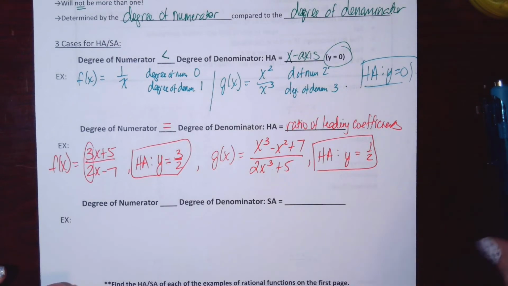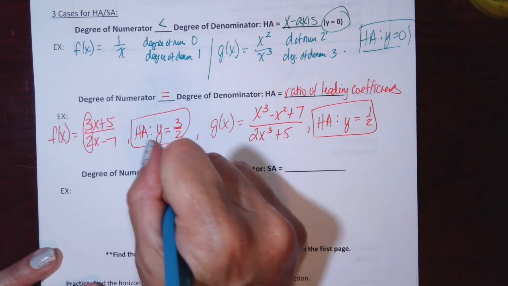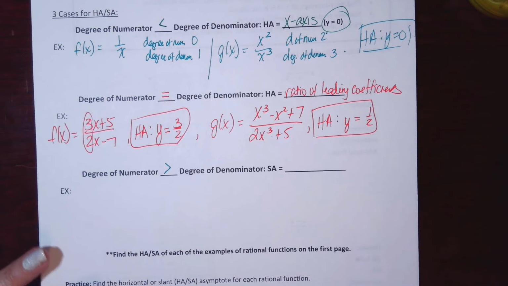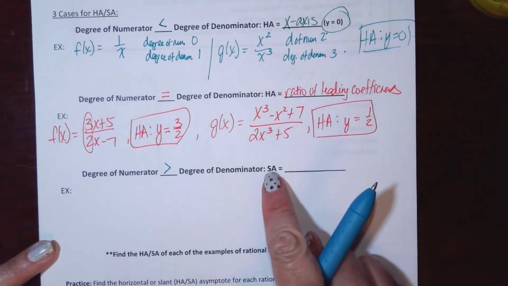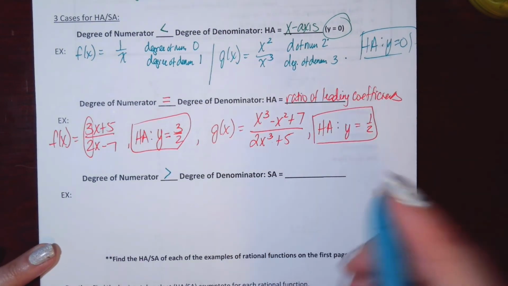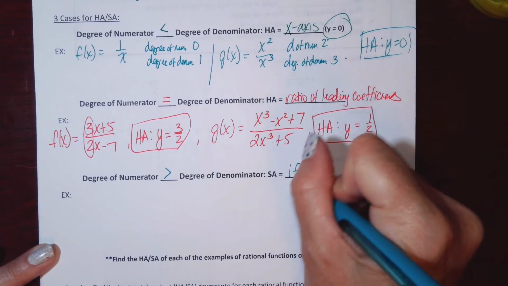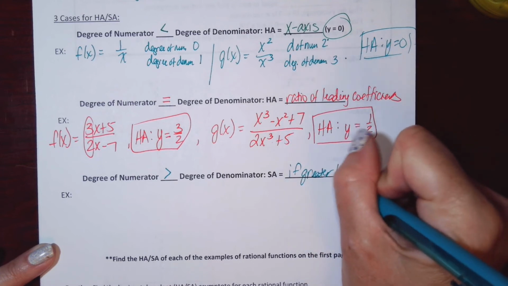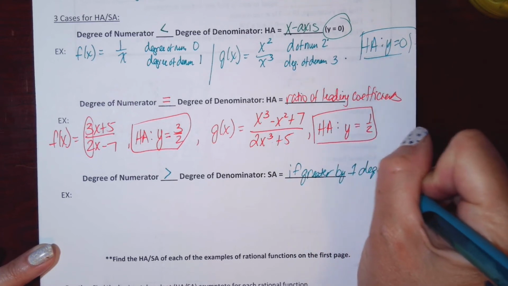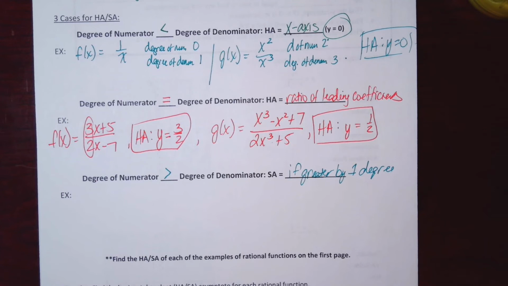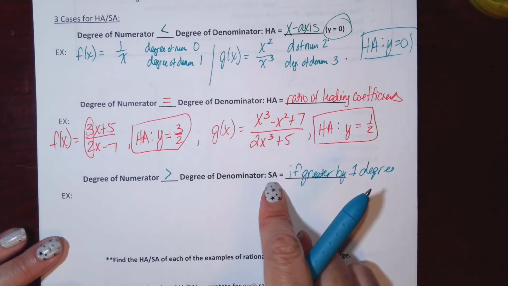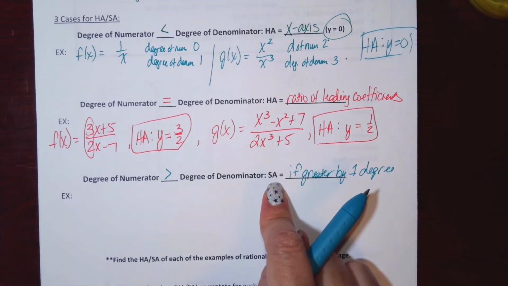And finally, when the degree of the numerator is greater than the degree of the denominator, I don't have a horizontal asymptote, I have a slant asymptote or an oblique asymptote. This only happens if the numerator is greater by 1 degree. If it were greater by 2 degrees, I'd have a parabolic asymptote, and then it just gets more interesting than that. We're just going to stick with slant asymptotes, and you're not actually going to have to find the slant asymptotes. You just need to recognize when that happens.